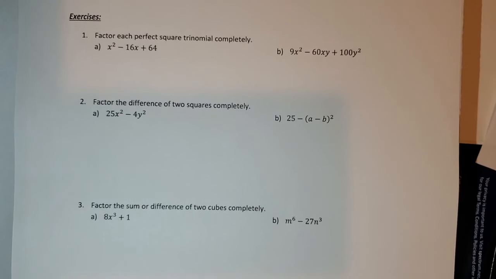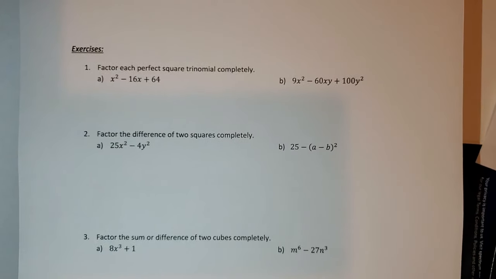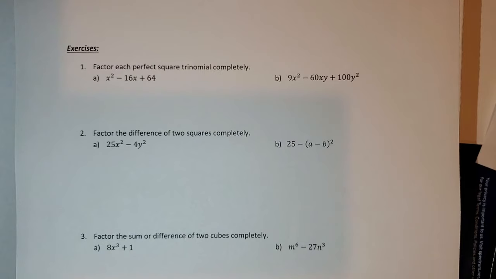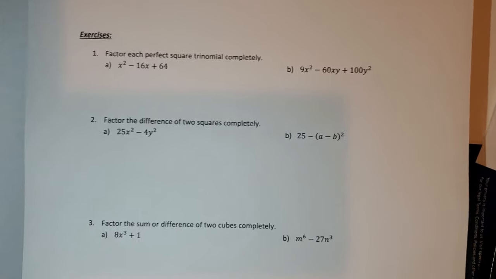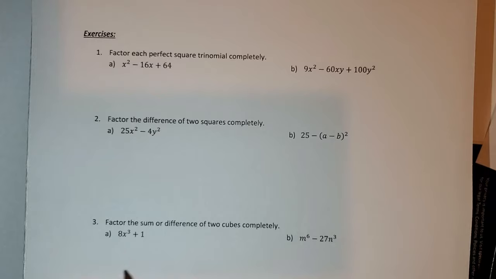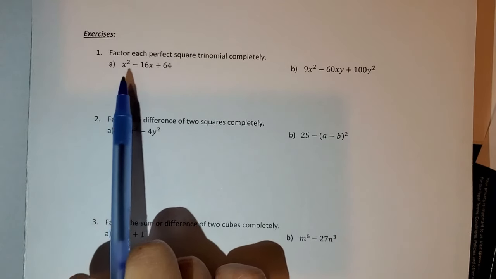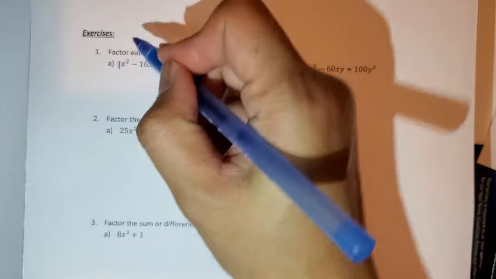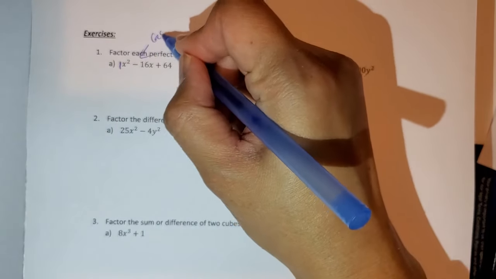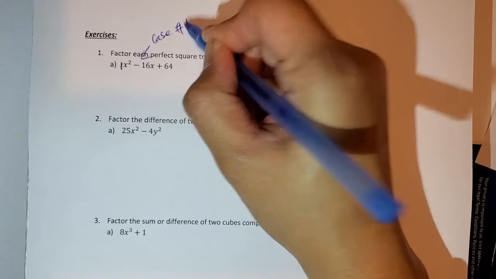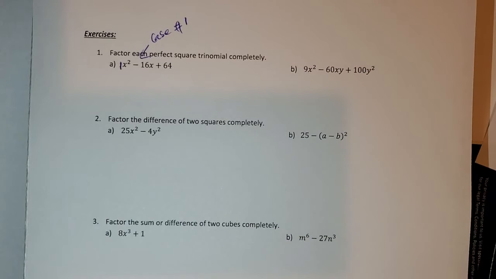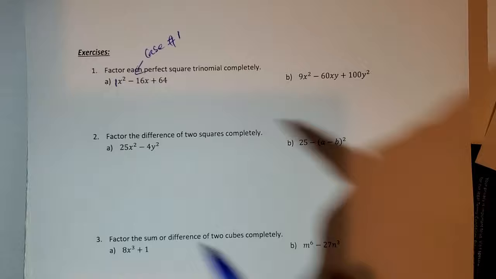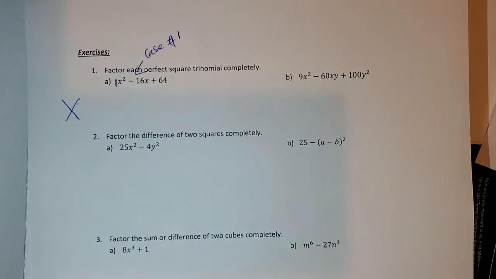Let's move on to the next page, and this is going to be the last page for our lecture today. Let's take a look at this one. Factor each perfect square trinomial completely here. As you can see, this one is case number 1, because your a here is 1. So with case number 1 we can do it faster. I'm going to set up my x factor here.